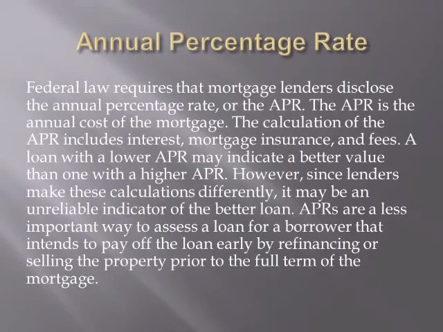Annual percentage rate. Federal law requires that mortgage lenders disclose the annual percentage rate, or the APR. The APR is the annual cost of the mortgage. The calculation of the APR includes interest, mortgage insurance, and fees. A loan with a lower APR may indicate a better value than one with a higher APR. However, since lenders make these calculations differently, it may be an unreliable indicator of the better loan. APRs are a less important way to assess a loan for a borrower that intends to pay off the loan early by refinancing or selling the property prior to the full term of the mortgage.